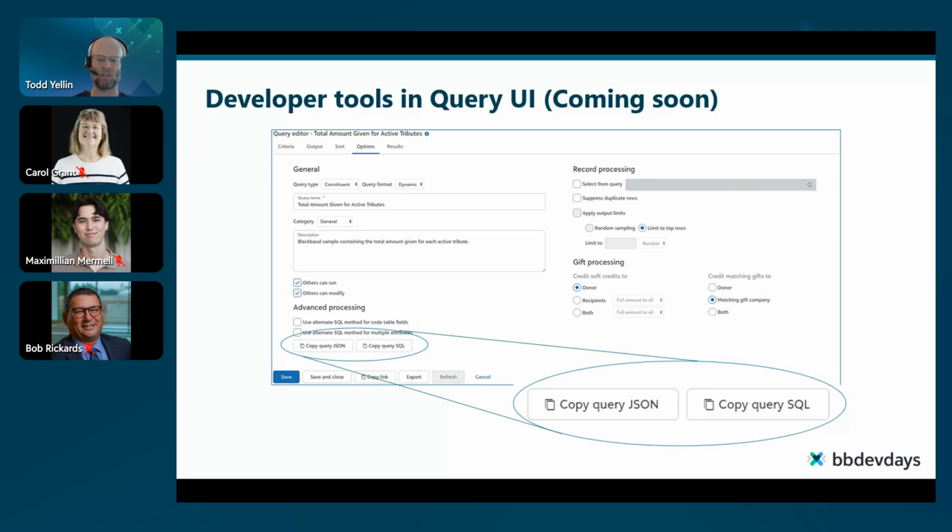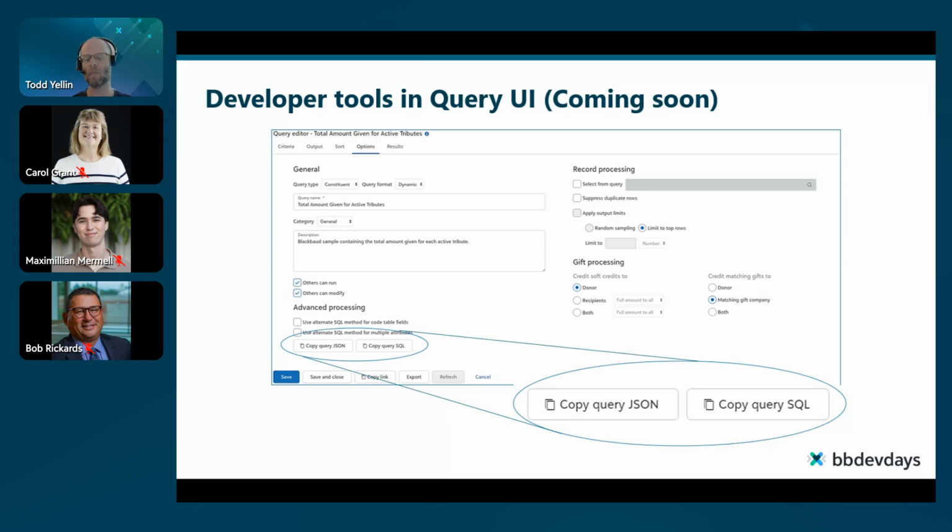One is copy query JSON. And what that does is it will take the definition of the query that's in the editor, it could even be unsaved, and copy to your clipboard the definition of that query in JSON format suitable for passing to the endpoints in Query API, such as ad hoc execute or post or patch. Really, the intent here was it's easier to build a query through the UI. So build it up in the UI, get the JSON out, and then you could call one of these endpoints with it.